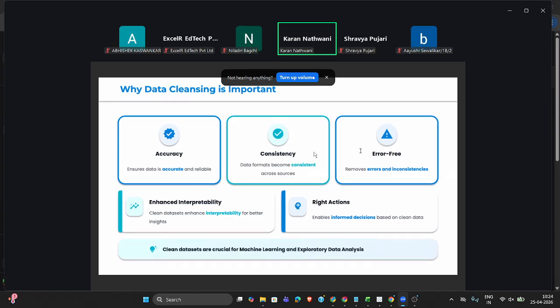Okay. Third, data cleansing is important because it helps you to remove errors and inconsistency, which I already talked about. So if you do all this, then your interpretability is enhanced. What does it mean? Your information is much richer than the original form. So data cleansing helps you to make the right format presentable, and also it will be enhancing the representation.